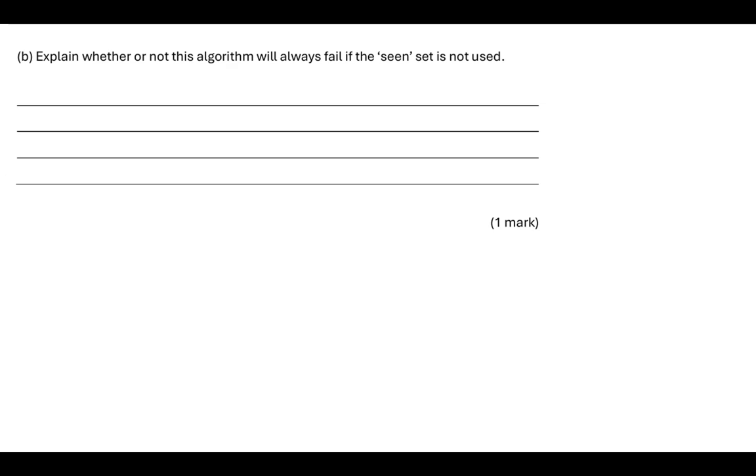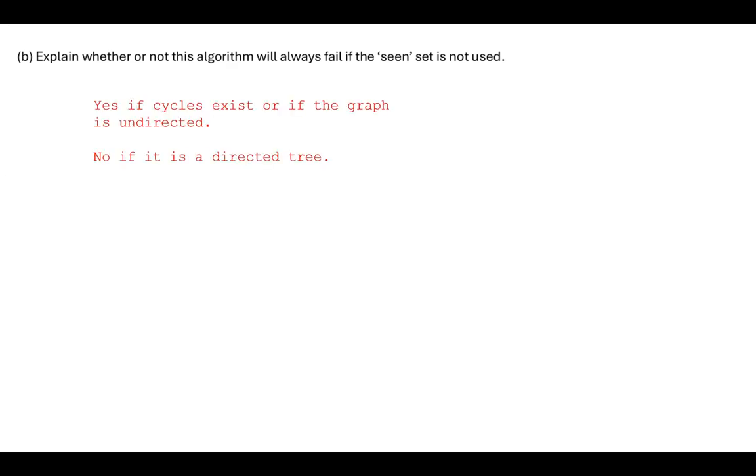I mean, we've got 1 mark here, so it probably could have been more. These would be the best ideas to get across. We want to say something like if the cycles exist or if the graph is undirected. Because when a graph is undirected, as far as an algorithm is concerned, the cycles exist. You could just go A, B, A, B, A, B. If it's a directed tree, then we don't need to worry about revisiting the same nodes because we can't possibly revisit the same nodes.